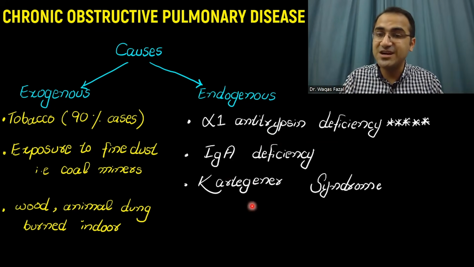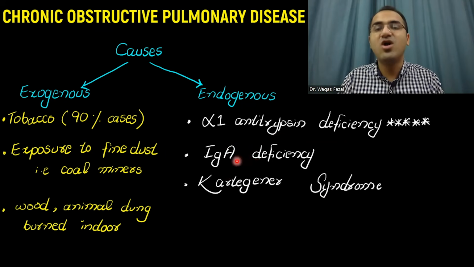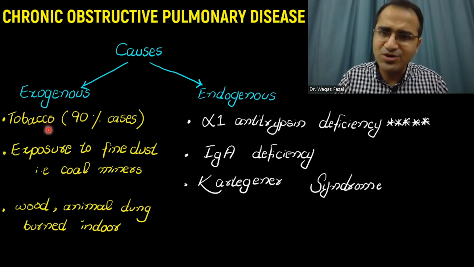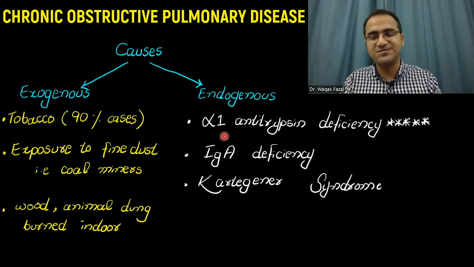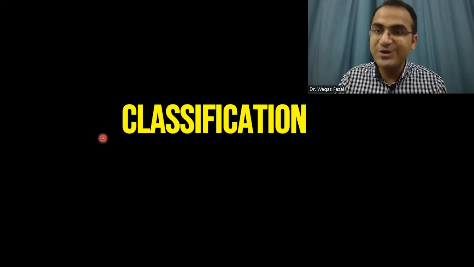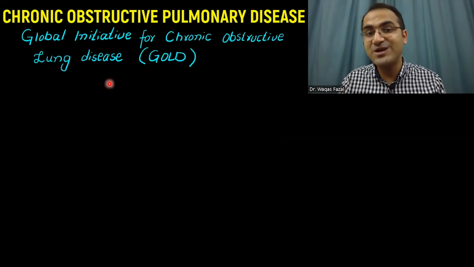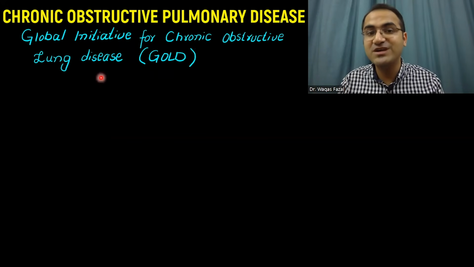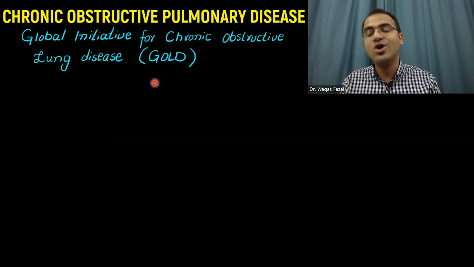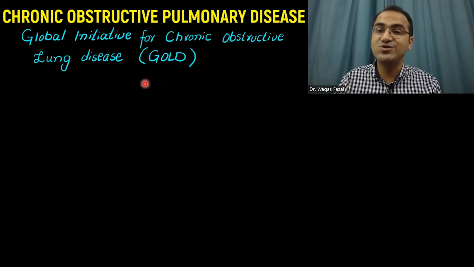IgA deficiency and Kartagener syndrome are other causes of COPD. But the two most important causes are tobacco in old people and alpha-1 antitrypsin deficiency in the young. Now coming to the classification of COPD. COPD is classified based on the GOLD classification, Global Initiative for Chronic Obstructive Lung Disease, GOLD classification. GOLD classification is done based on spirometry.